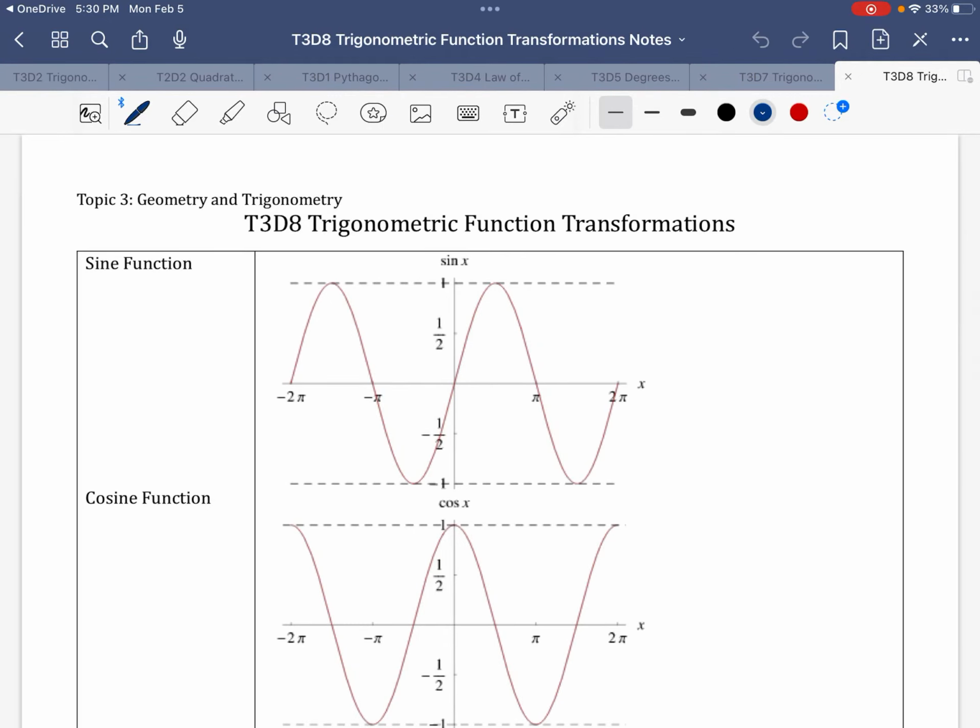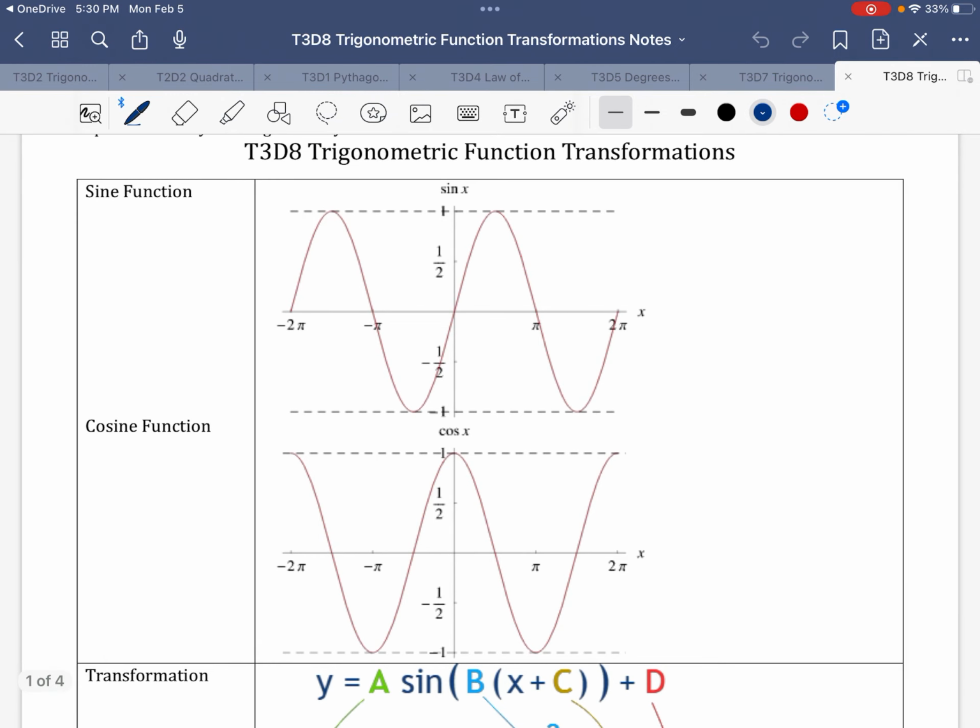Topic 3, Day 8, Trigonometric Function Transformations. So today we're going to focus on two functions, your sine function and your cosine function.